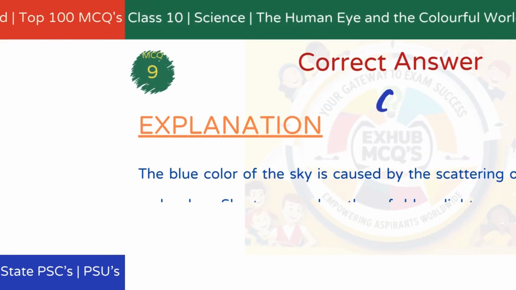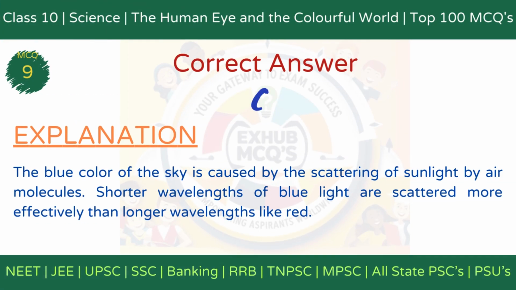The correct answer is option C, scattering of light. Explanation. The blue color of the sky is caused by the scattering of sunlight by air molecules. Shorter wavelengths, like blue, scatter more efficiently than longer wavelengths like red.